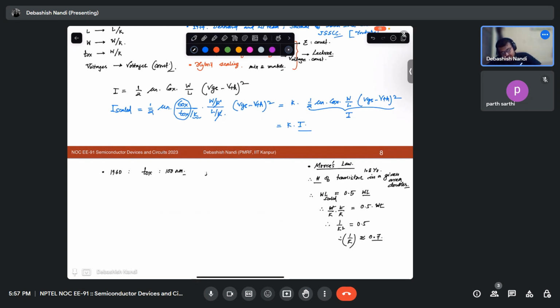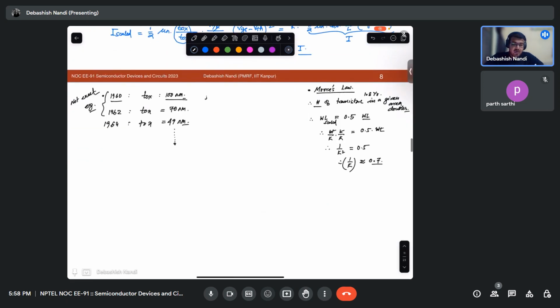So that means if in 1960 100 nanometer was used, after some time, let's say 1962, these are just examples, not exact, what would be your device TOX? TOX would be 70 nanometer. Then after, let's say 1964, your TOX would be how much? 0.7 times 70, that means 49 nanometer, right? So this way it will come down.